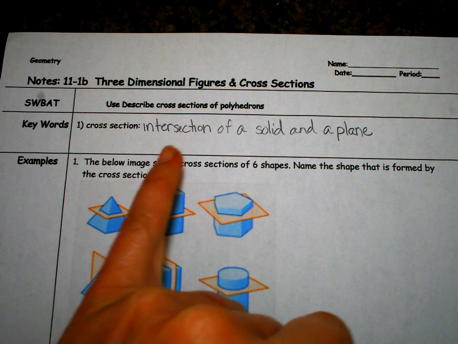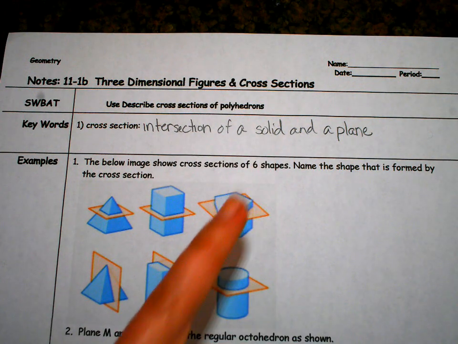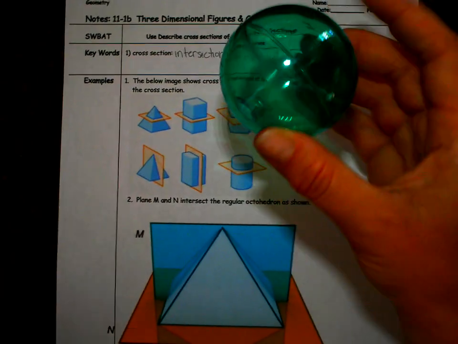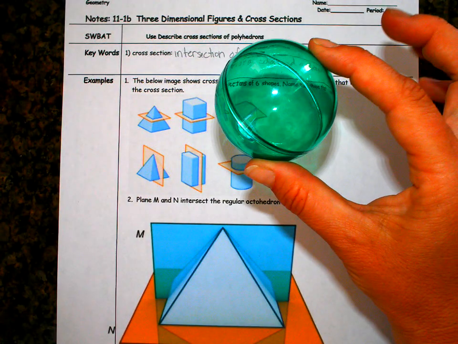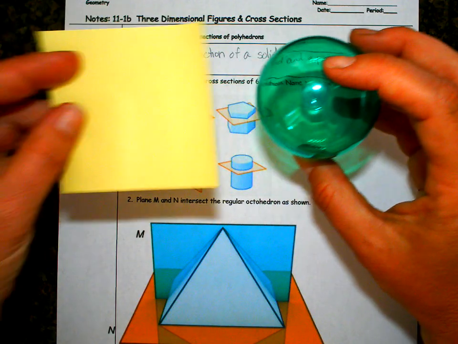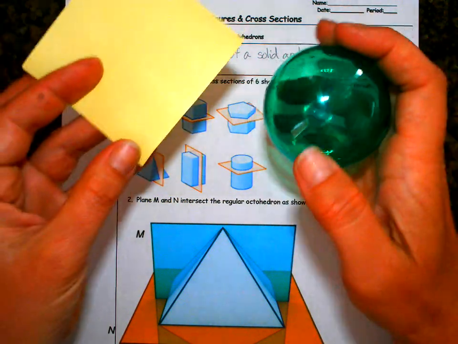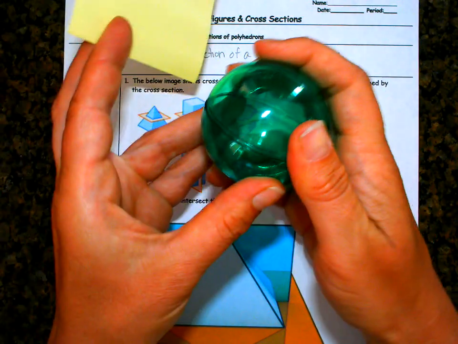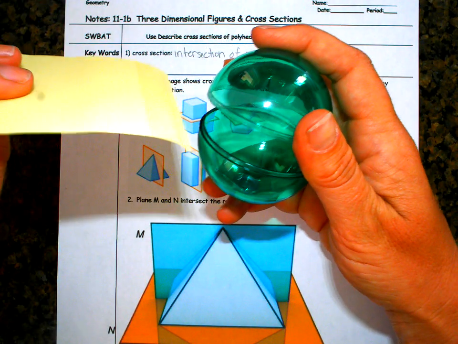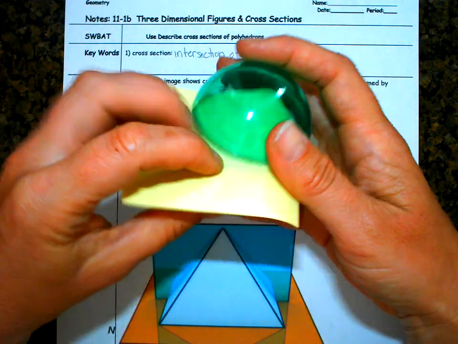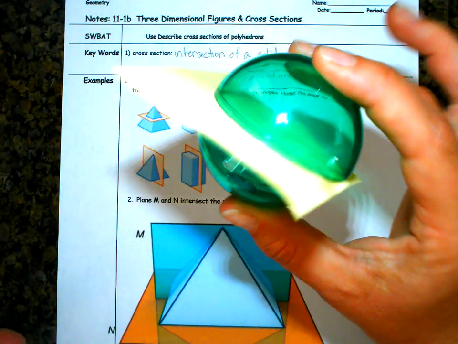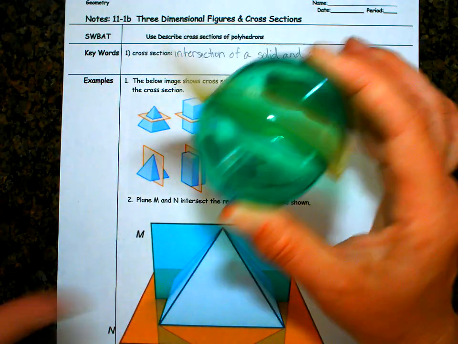So it's going to be the intersection of a solid figure, which could be any three-dimensional shape, and a plane, a flat surface. So what I've done is I have this, let me lift it up for you. I have this sphere, okay? Now, if I wanted to intersect, here's a plane, it's a Post-it note. If I wanted to intersect this plane, I could, and this is cool because it actually comes out, I'd be like, whoosh. So now I have this plane that's intersected by a piece of paper.